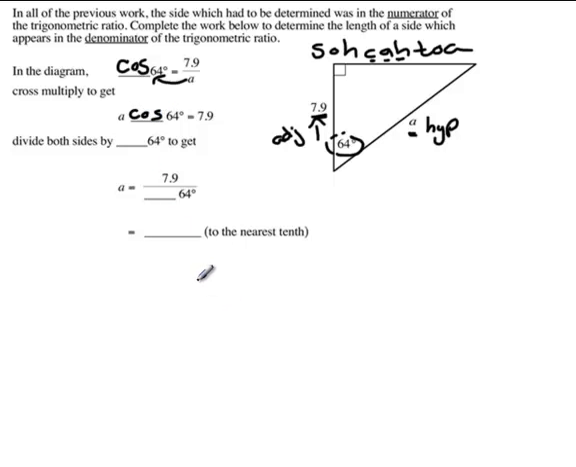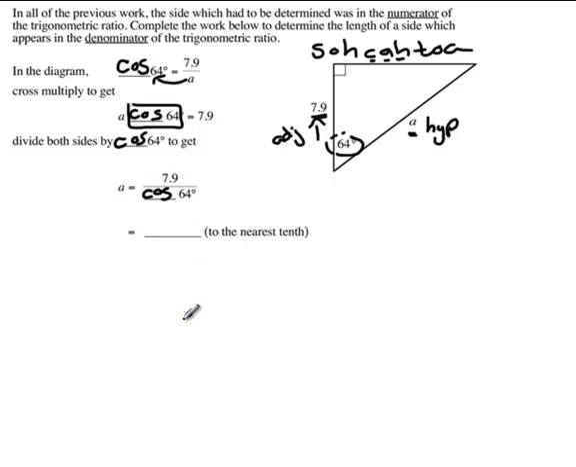Now up until now that was enough to get our answer, but we actually are solving for a. So there's one other step I have to do, and that's to isolate the a. I have to divide both sides by the cosine of 64. So I have to take this term now and divide it out so that the a is left standing by itself on the left-hand side of the equation.